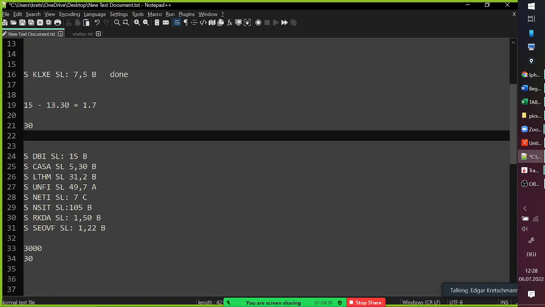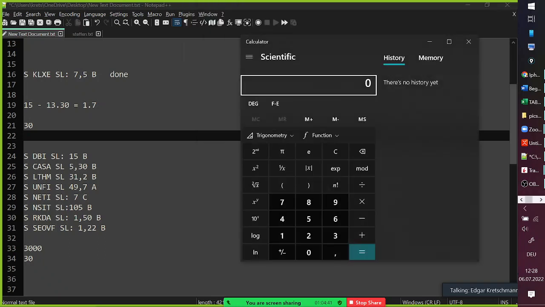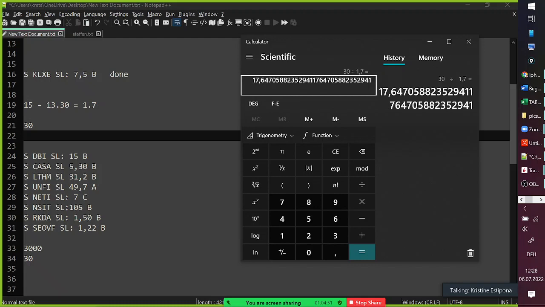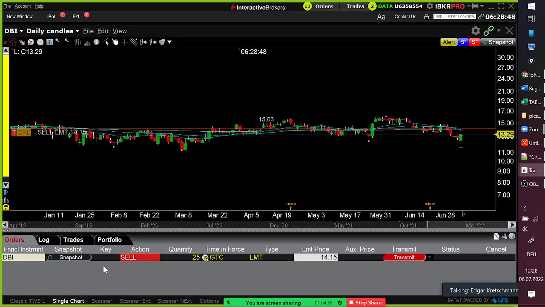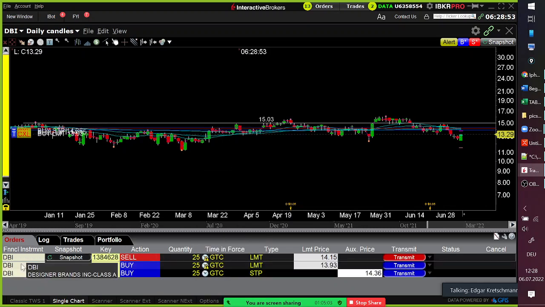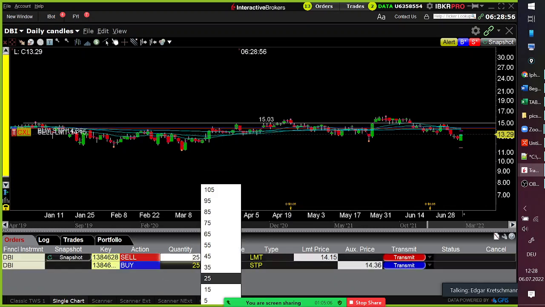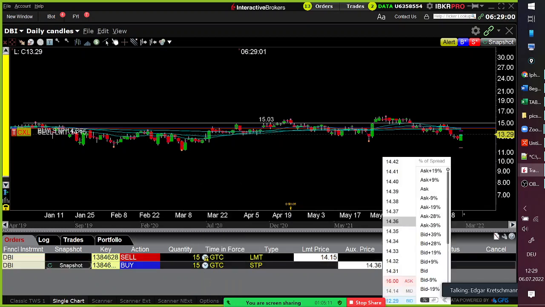How many times can I put the 1.7 into the 30? That's too difficult for me, so I use my calculator. Something like almost 20 times. I would say 17 times. So I will put in an order and sell 17 times, and I will also put in a stop loss. 17 times, where's the stop loss? At 15.